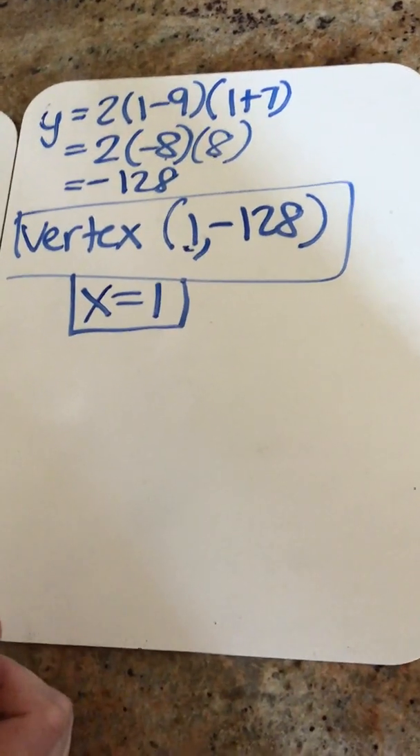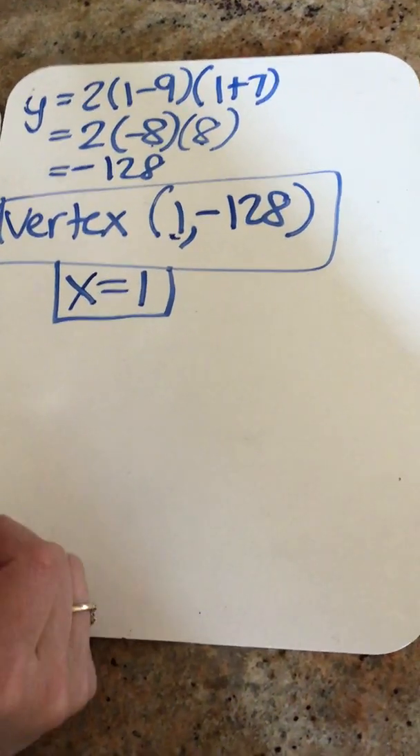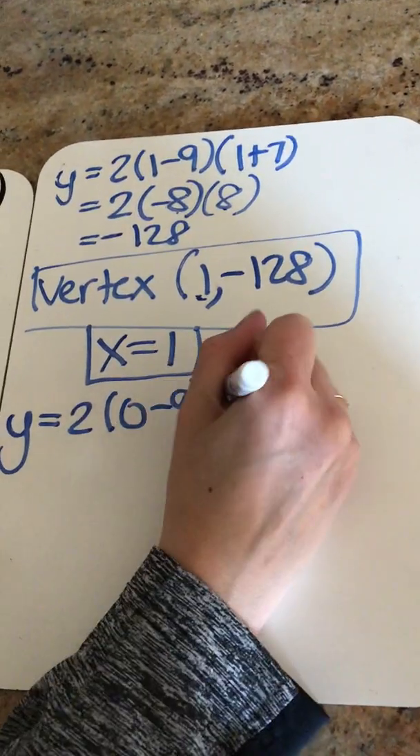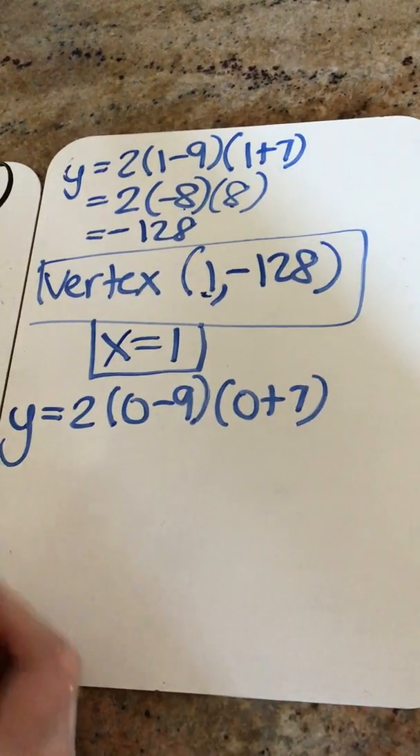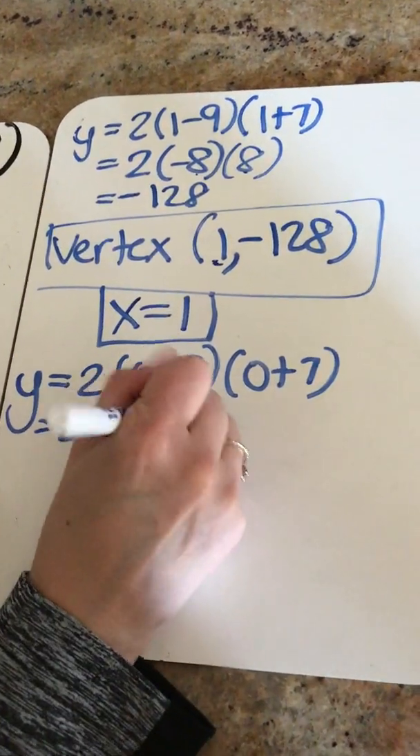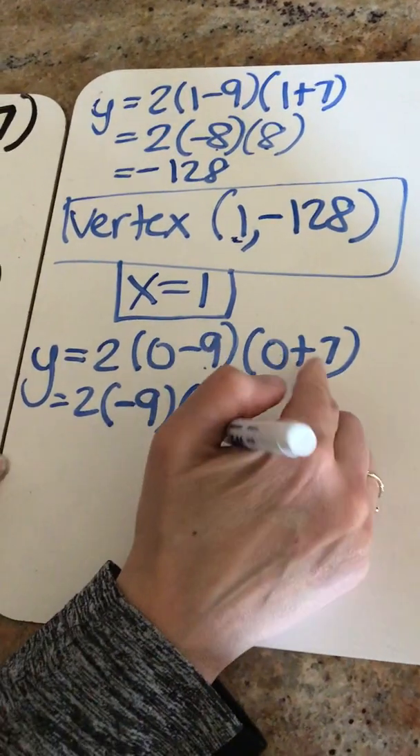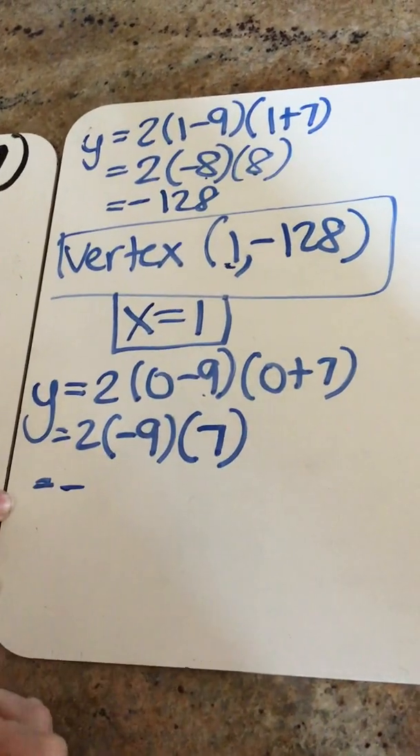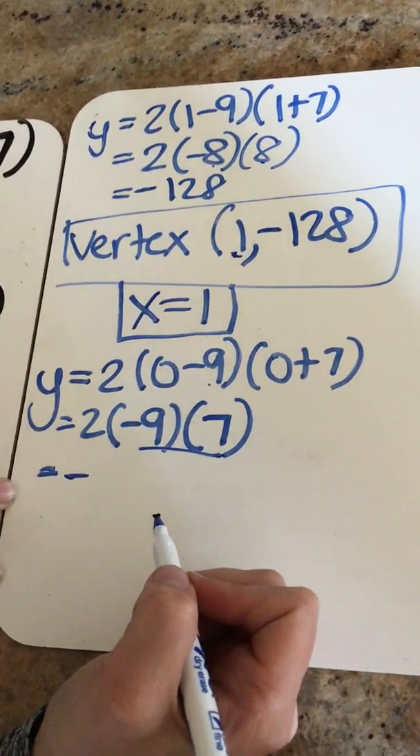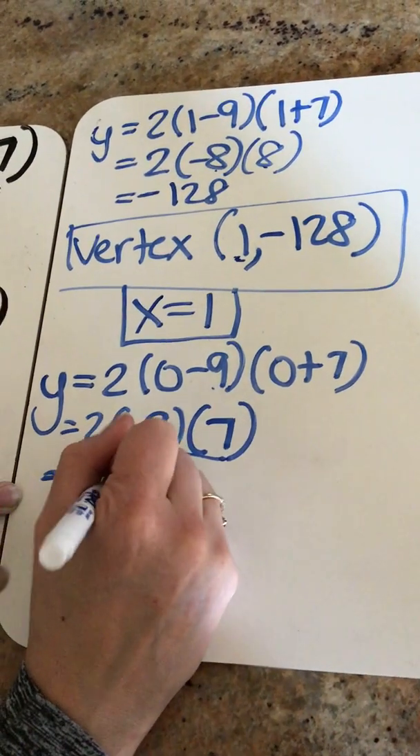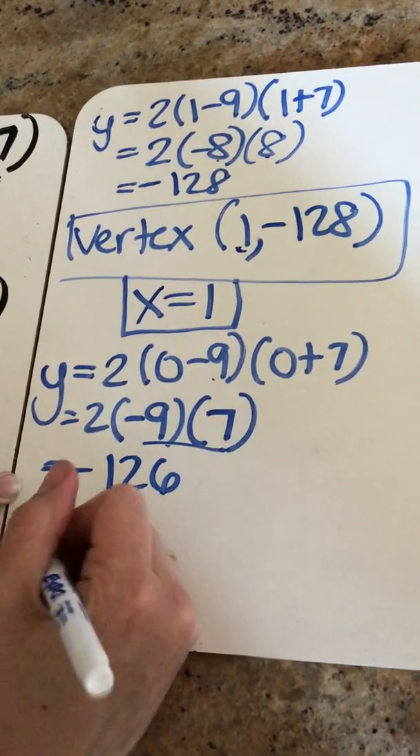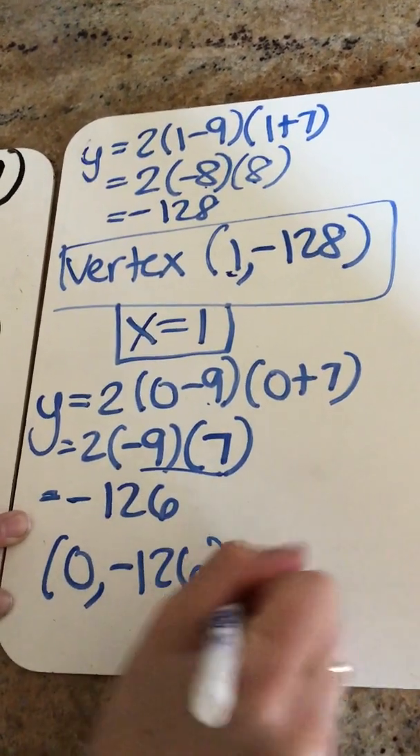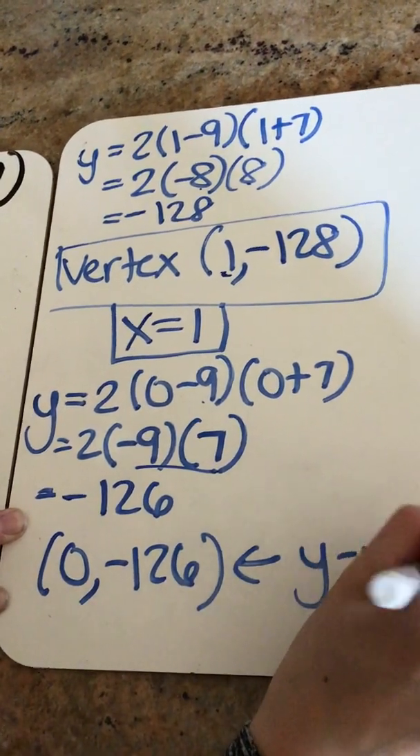And then we're going to find our y-intercept. So our y-intercept is where x is 0. So very easy. I can just plug in 0 for x. So 0 minus 9 and 0 plus 7, okay? So I'm going to get 2 times -9 times 7, because 0 minus 9 is -9, and 0 plus 7 is 7. And then I'm going to say how many negatives? 1, so I know it's going to be negative. These two make 63, and 63 times 2 is 126. So I know that my y-intercept is going to be 0 for the x, -126. This is the y-intercept, okay?